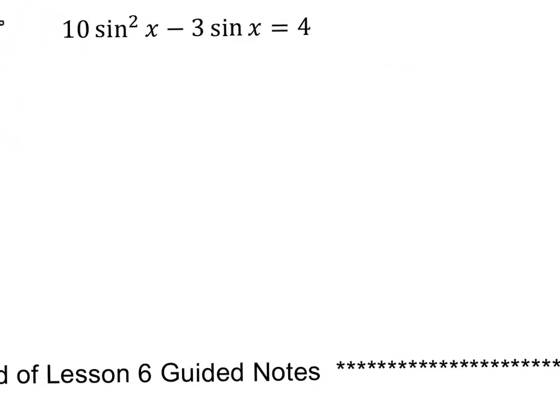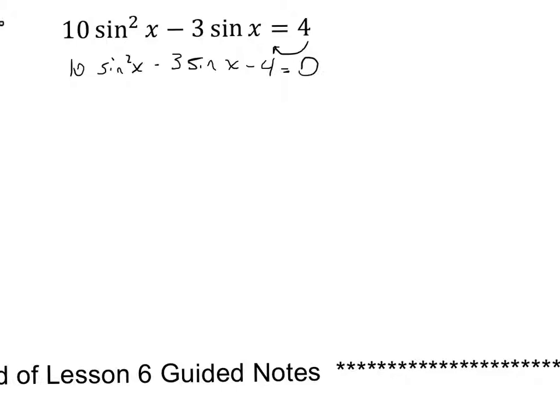Now let's look at this one. Okay, here we have a sine squared and a sine and a 4. And remember I said to try to treat these as variables. So if we were just dealing with sine being a variable, we see a squared, we think quadratic. So we can bring this 4 over by subtracting, and we end up with 10 times the sine squared of x minus 3 times the sine of x minus 4 equals 0.